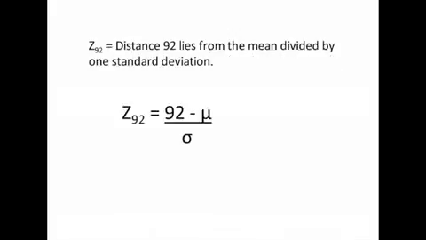Well, here it is, my friends, here it is. The z-score for 92 is equal to 92 minus mu divided by sigma. Why 92 minus mu? 92 minus mu is the distance that 92 lies from the mean. Dividing it by sigma takes that raw distance and divides it by how long a standard deviation is, so that it tells us exactly how many standard deviations the raw data point of 92 lies from the mean.